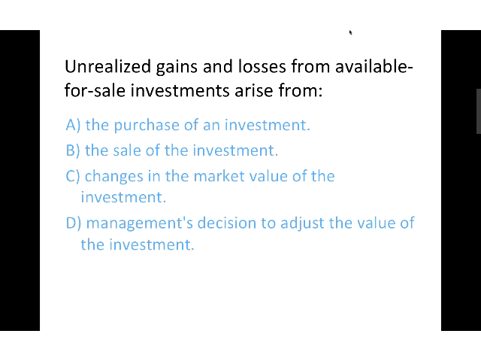Okay, there's a question out in Learning Catalytics right now. Unrealized gains and losses from available for sale investments arise from what? The purchase of an investment, the sale of an investment, changes in the market value of the investment, or management's decision to adjust the value of the investment. You have about 5 seconds left to get an answer in. We just have a few people who haven't answered yet. So you have 5 seconds from right now.